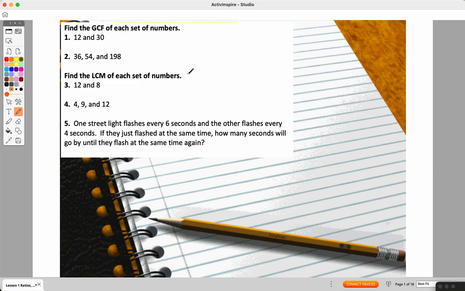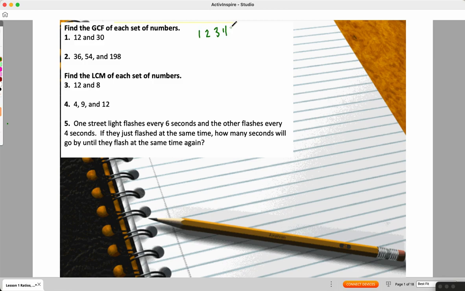All right. So let's look at number 1. We've got greatest common factor. There are so many different ways to do this. You could create a list of factors where you'd write out 1, 2, 3, 4, 6, 12 and do it that way. Or the factors of 30 are 1 and 30, 2 and 15, 3 and 10, and 5 and 6, and you'd find that 6 is the greatest common factor in both lists.